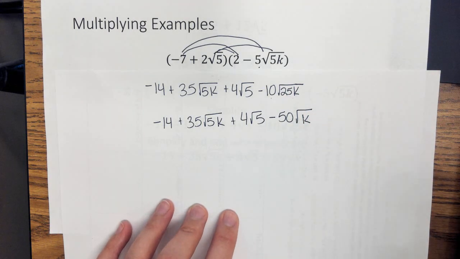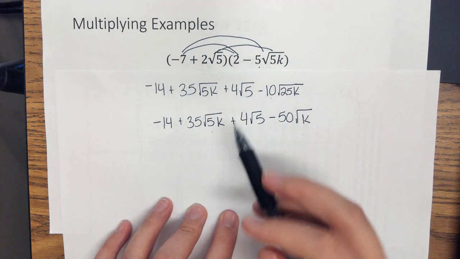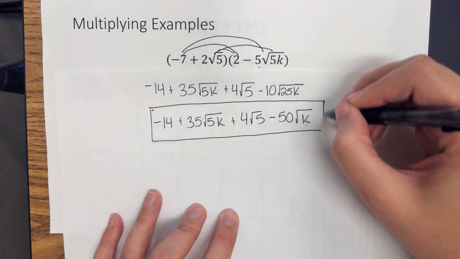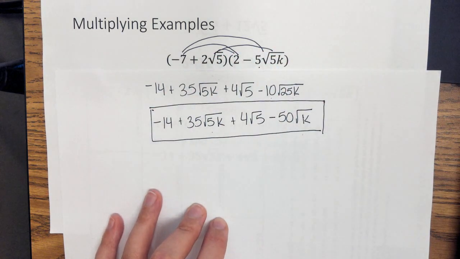So we've simplified as far as we can. None of my radicals match. So this is the simplest answer. If you see one that's that long, no worries. That doesn't necessarily mean you're doing it wrong.